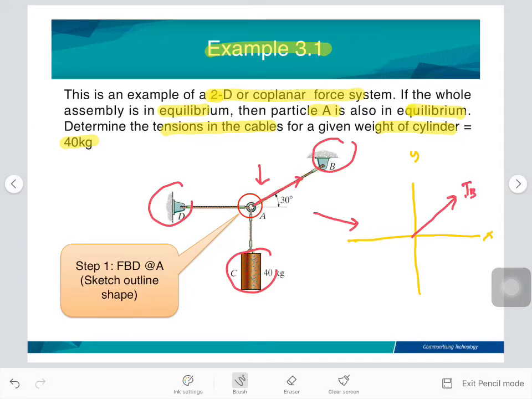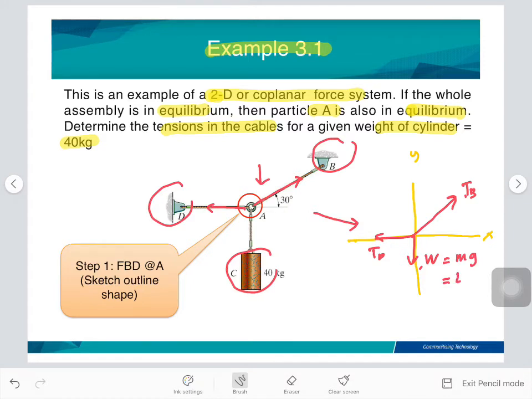And then what else? So we have here TD. So we need to sketch TD. So we must remember the first thing, we assume pull. Everything is pull. Okay. And then we have weight here, right? So this is TA here. But TA here is represented by this weight. So weight is equal to mg.